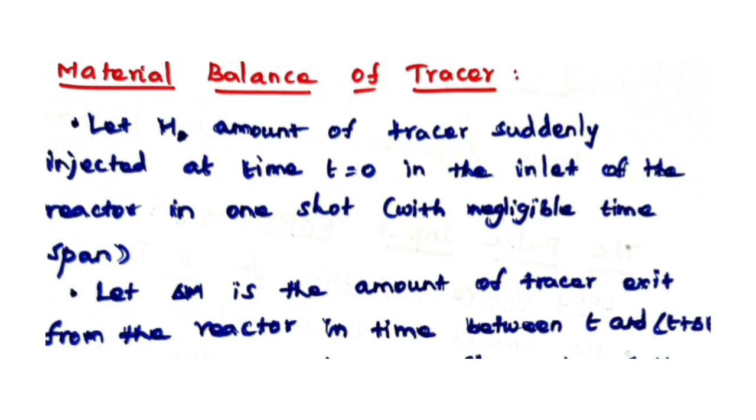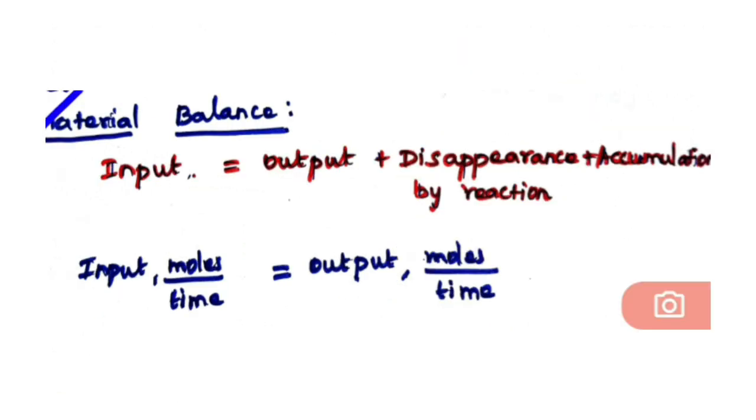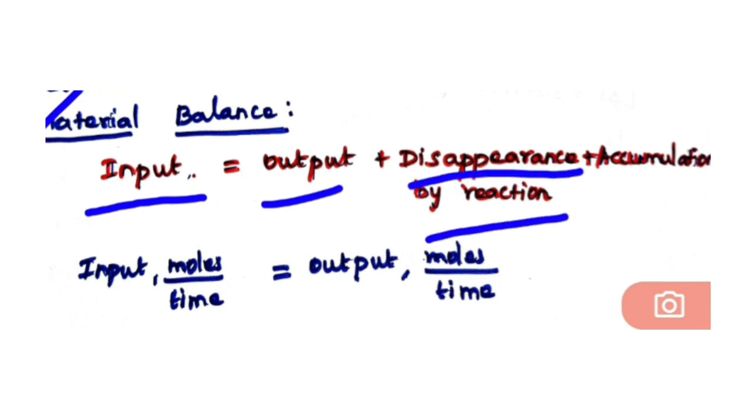Okay, then del M is the amount of tracer exiting the reactor in time between T and T plus del T. Nu is the volumetric flow rate of the effluent stream from the vessel. The general material balance for any chemical reactant is input, that is the feed entering the reactor, equals output, that is the product leaving the reactor, plus disappearance by reaction, that is the rate of the reaction, plus accumulation. Chemical deposited inside the reactor is known as accumulation.